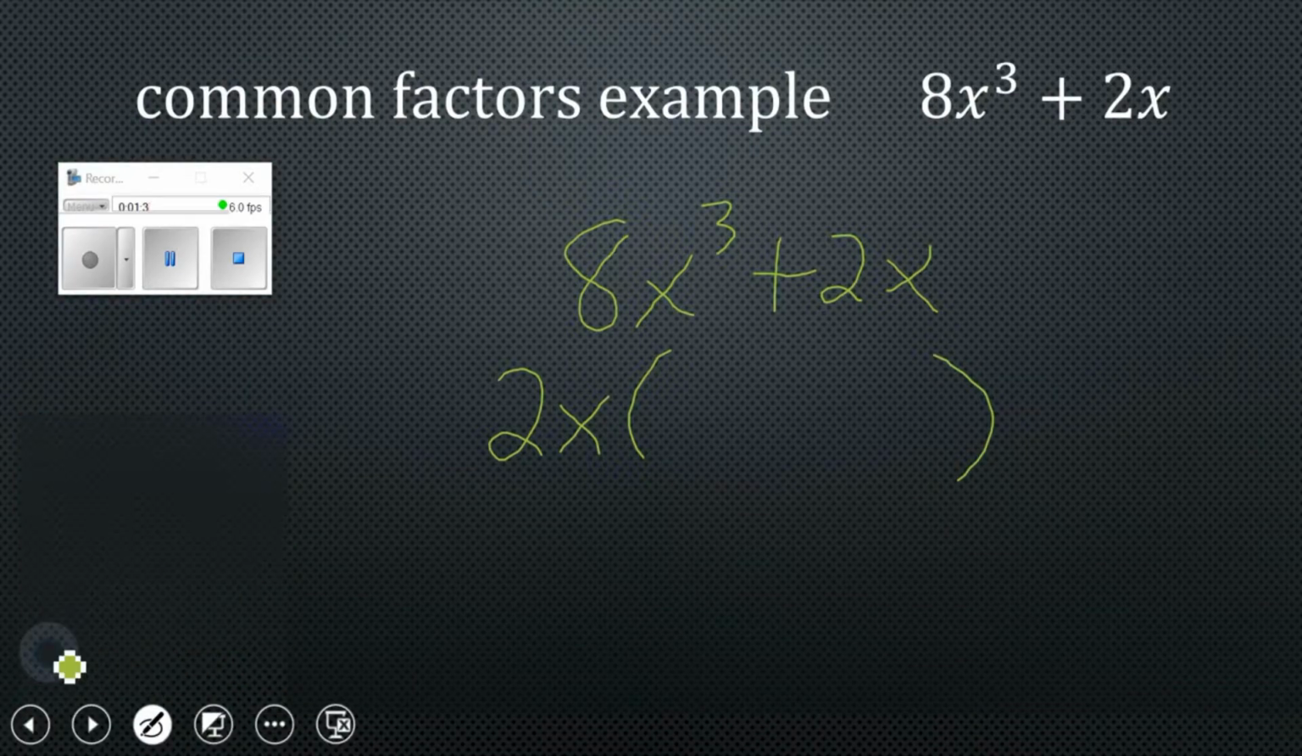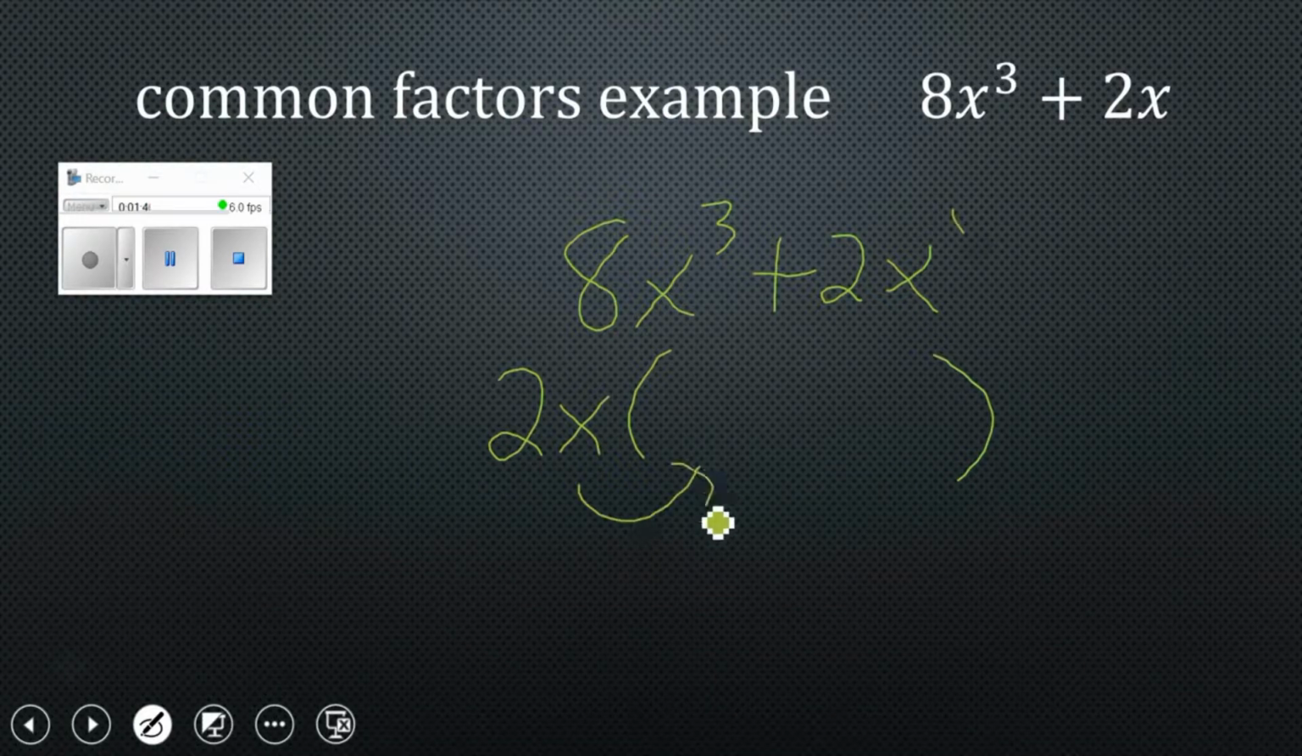So we're going to look at what's common here. In this case, we have a 2 divides both 8 and 2. And then the highest power of x that we can divide out is x to the 1st. So we just say to ourselves, okay, what times 2x would get me back to 8x to the 3rd? Well, of course, that's going to be a 4, and then an x squared. And then what times 2x will get me back to 2x? Well, of course, in this case, it's a 1.